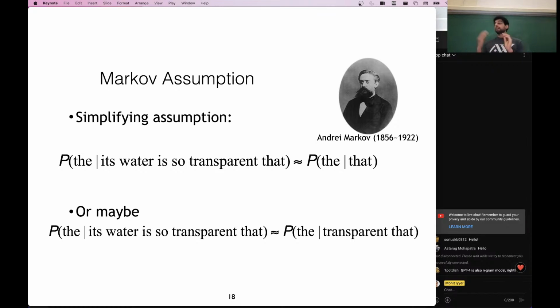Yeah, so for now, we are just computing these probabilities by counting the occurrences in some large piece of text. Other questions? All right, so let's move on.